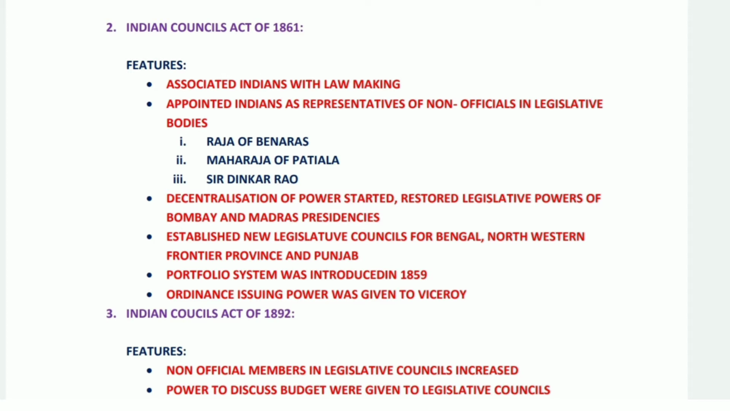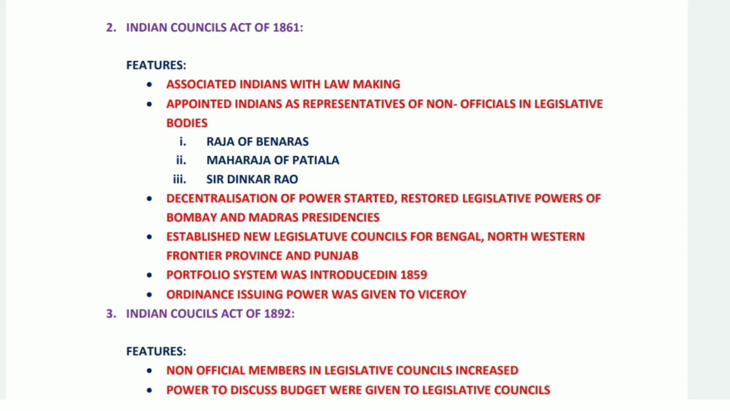This act also gave the portfolio system, which was introduced in 1859 by Lord Canning. So under this system, each member of Viceroy's Council was made in charge of one or more departments of the government. So this portfolio system still continues, and under this act only, Viceroy was given power to issue ordinances during emergency, and the life of this ordinance was 6 months.